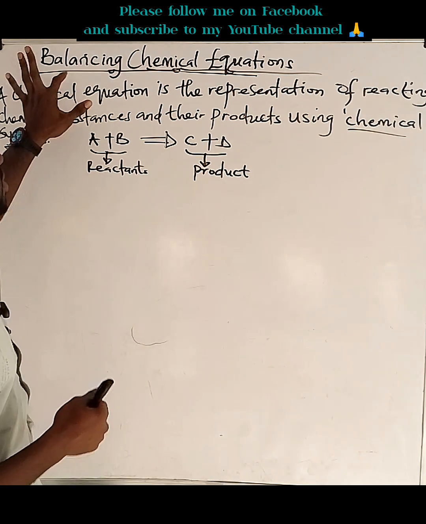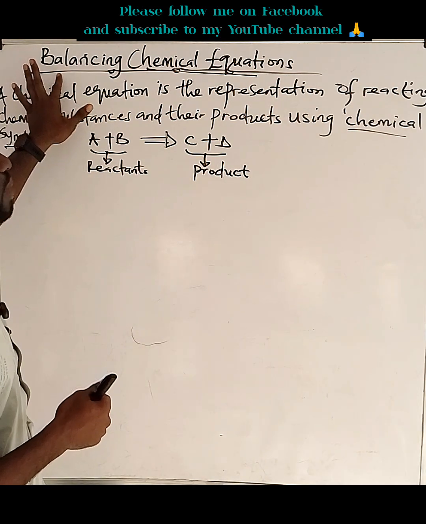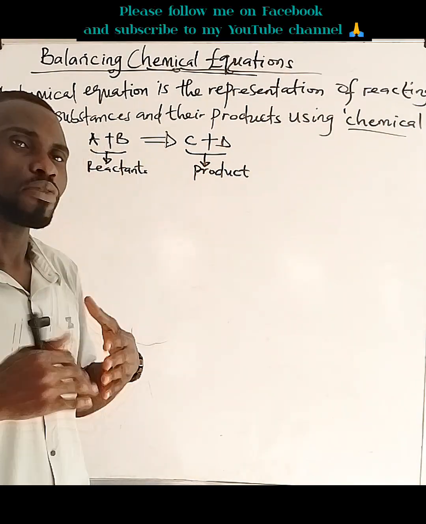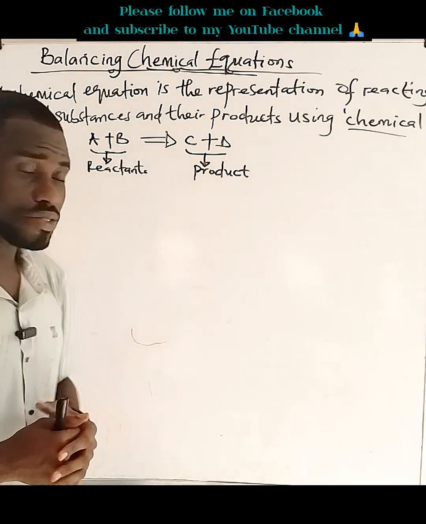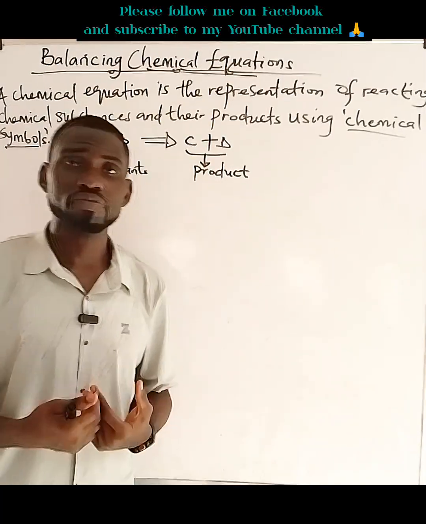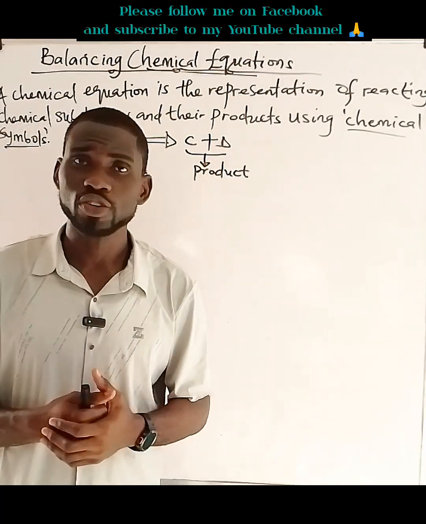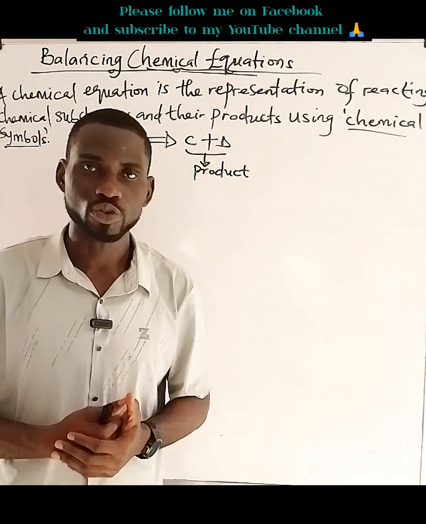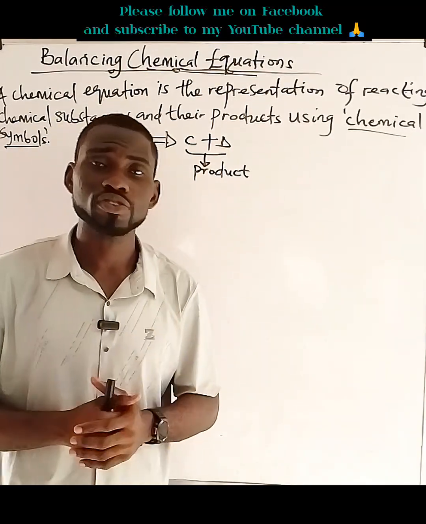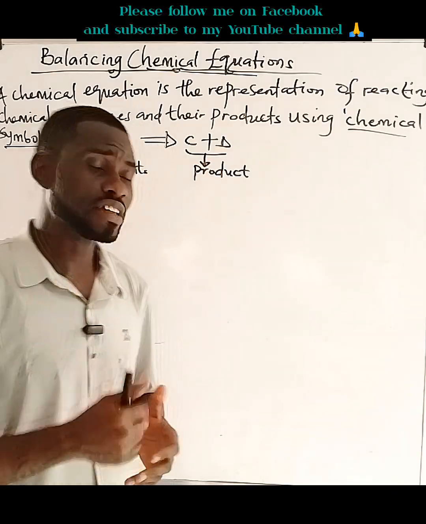So we're going to be discussing the balancing part, which is the other part. The major part is the chemical equations. Before we go into this fully, there are two major things we're going to be discussing. First of all, the history of chemical equations. How did we arrive at chemical equations? The next thing we're going to be discussing is the classifications of chemical equations. So first of all, let's start with the history.